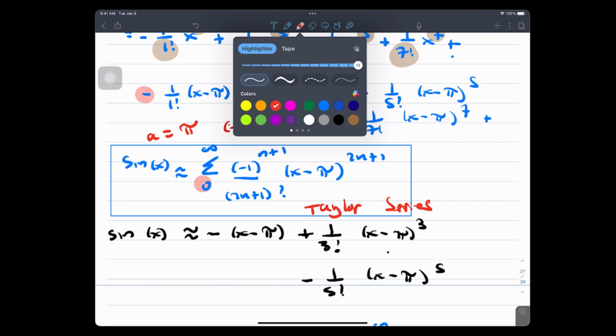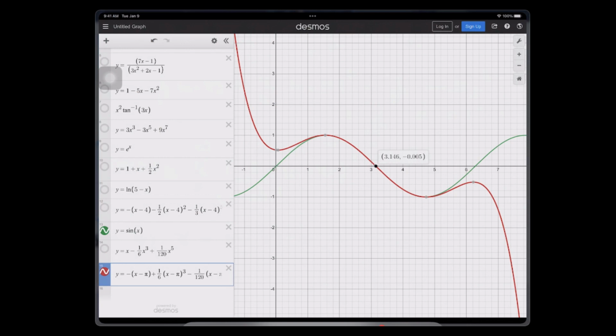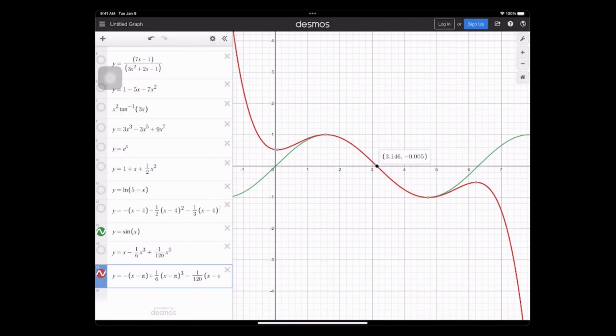So this is the essence of the question. Whatever happened to that power? Why did you do that? Well, because that's how we started the series. And as you guys can see, yeah, it starts with a negative, positive, negative. It's alternating. And then in Desmos, we did write it correctly. So you can see very beautifully that approximation now.